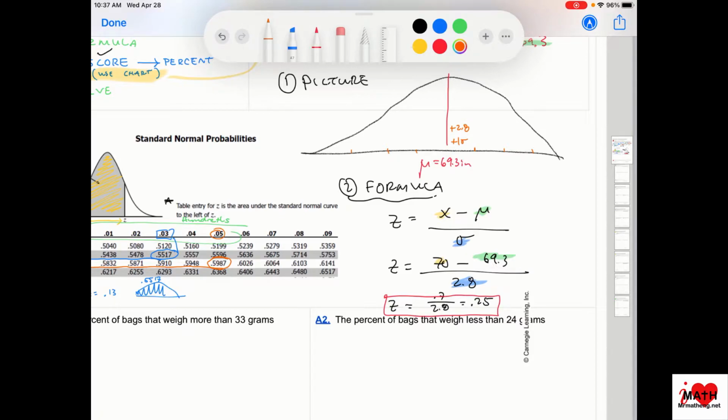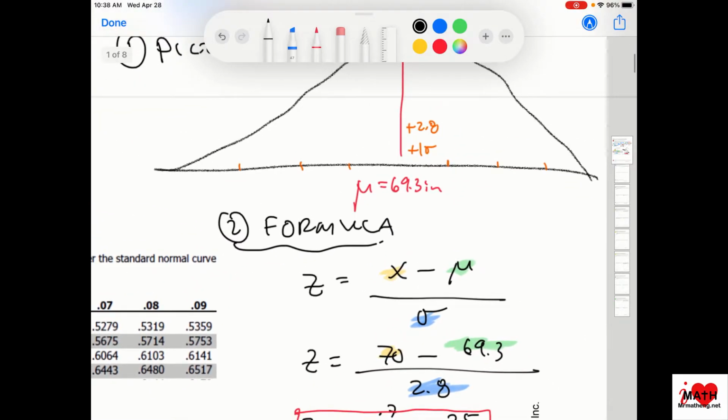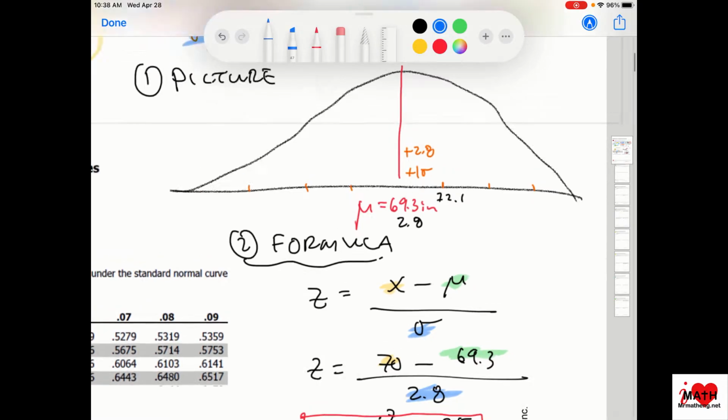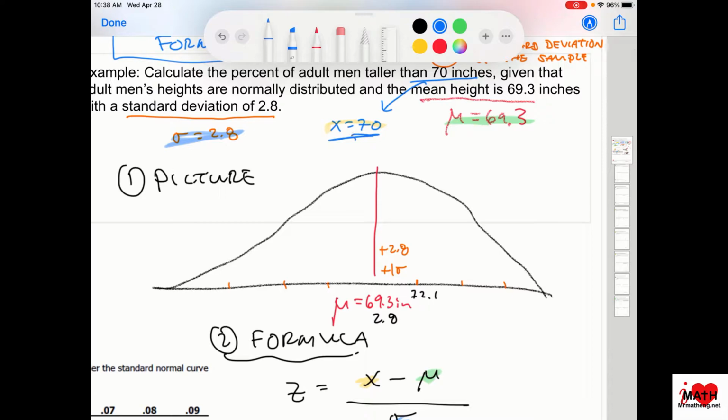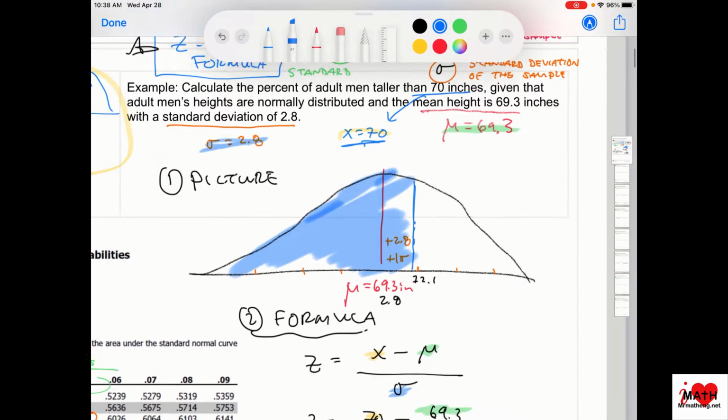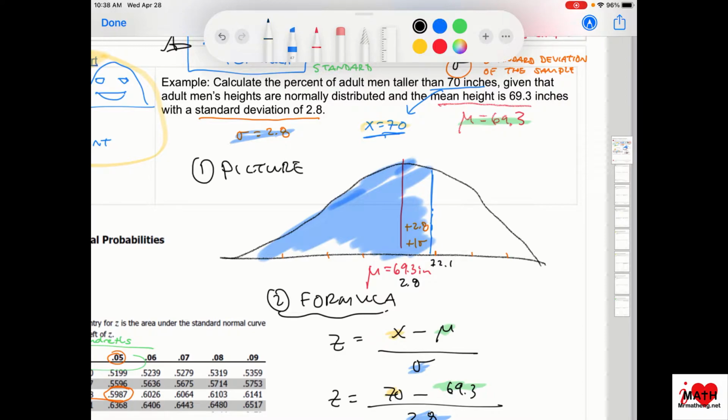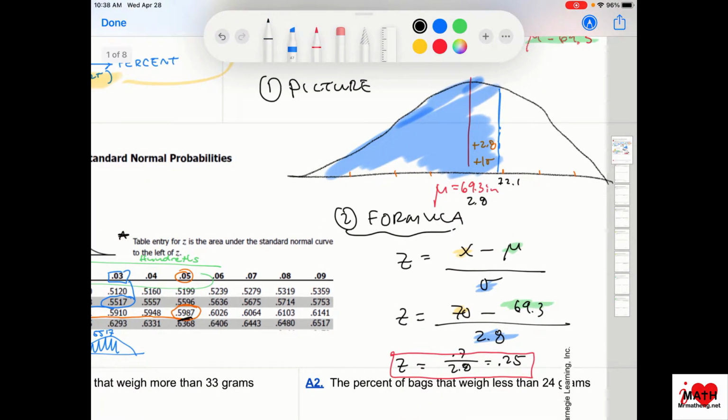So where is 70 inches on our picture? Well, if you add 2.8 here, this would give us 72.1. And 70, the observed score, is between 69.3 and 72.1, so something like this. Let me just quickly shade that in. So basically what I'm trying to do is find this blue shaded region. And with our z-score, we just found that value. The value there in orange is 0.5987.